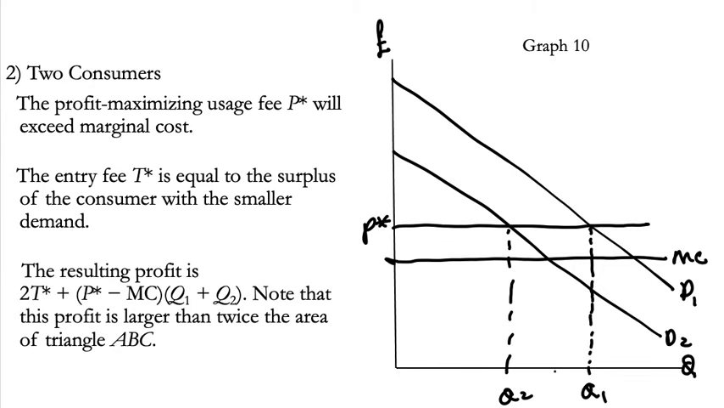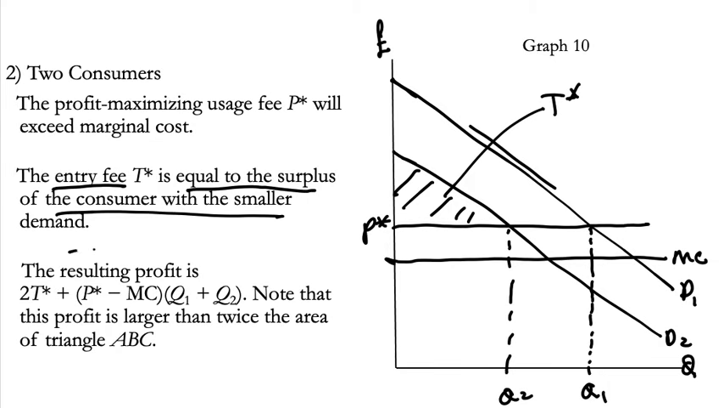Okay, Q2. All right. So, but the question is, what is the entry fee or T star? You have two different types of consumer. You have options here. If you charge this bigger triangle, then only consumer 1 can get it. Okay, because consumer 2 cannot afford it. Because consumer surplus for consumer 2 is this. Okay, so as a consequence, this T star equals the surplus of the consumer with the smaller demand, not the biggest demand.